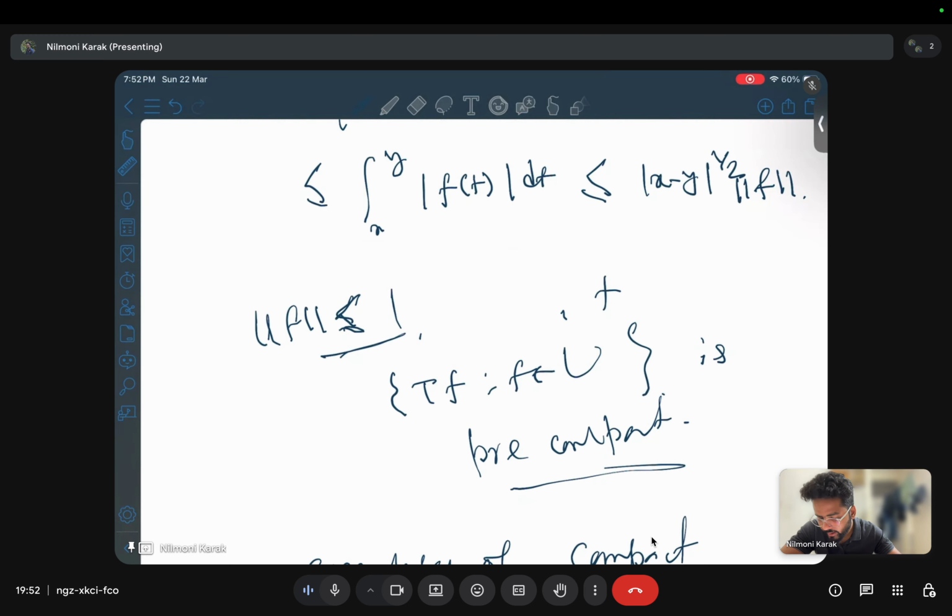And you know this Hilbert-Schmidt operator has a connection with boundary value problems.